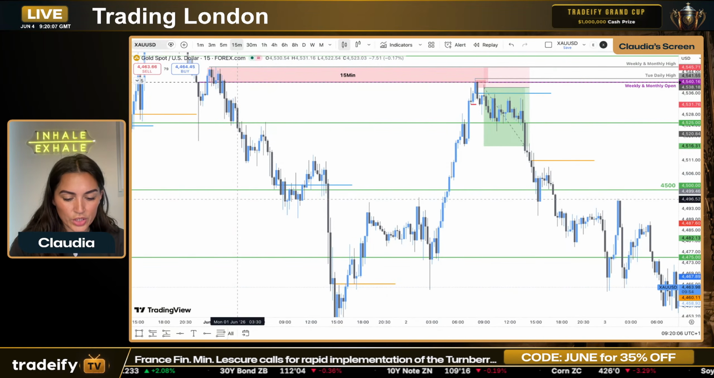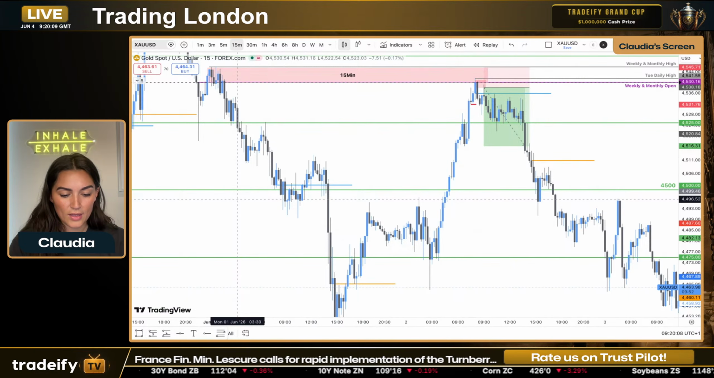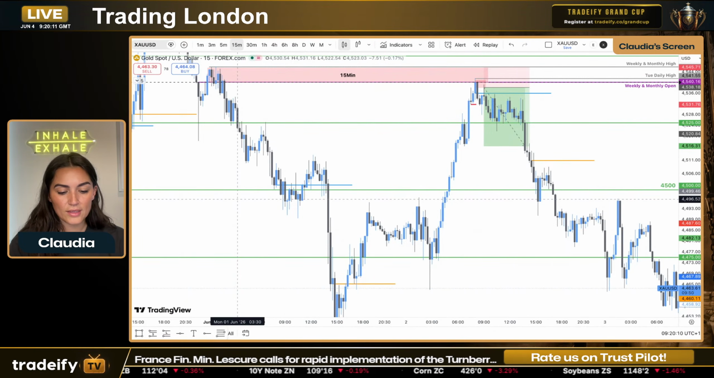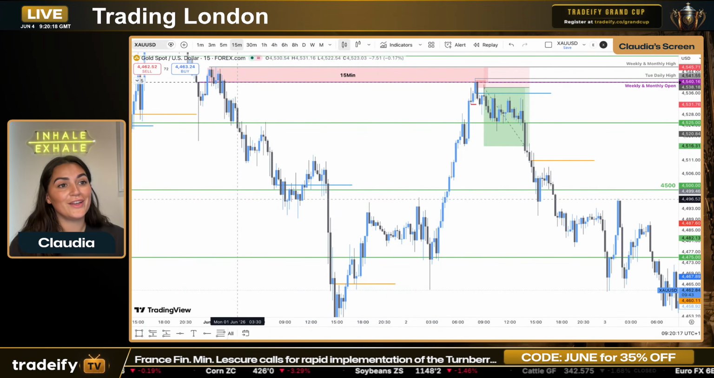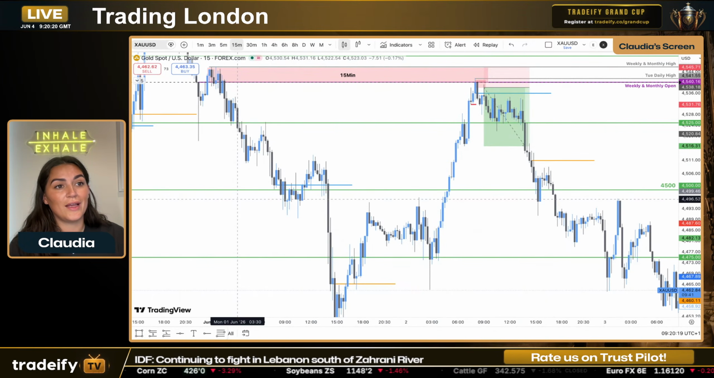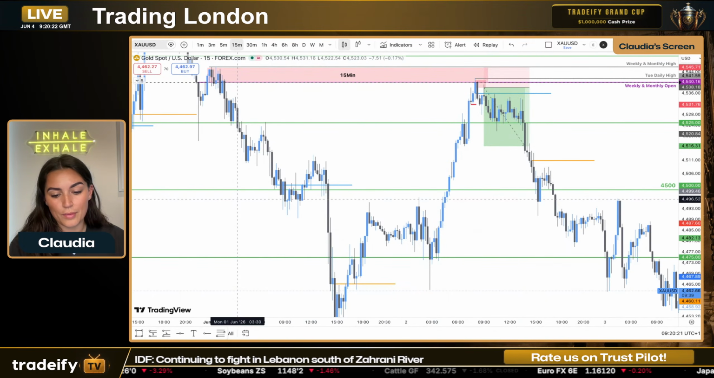Someone asked to share my strategy. I've just covered that. Darren Griffiths said, do you ever use Bookmap or similar order flow? I have looked into it. It looks really, really good. I do plan to try Bookmap.